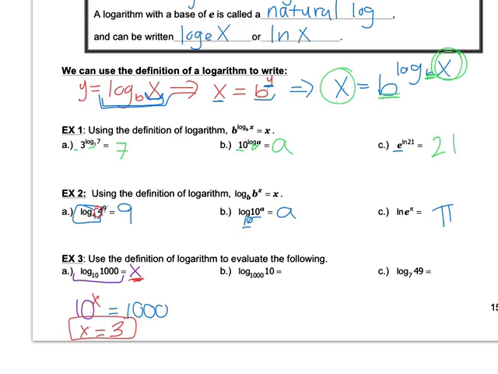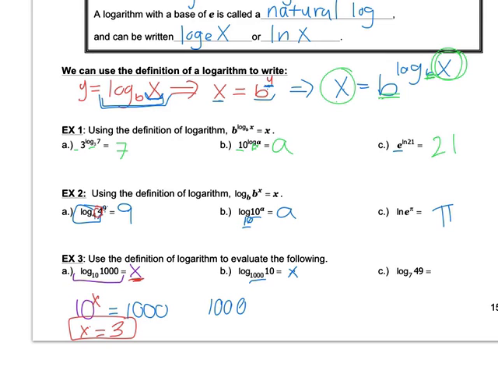Log base 1,000 of 10. So it's just reversing where our 10 and our 1,000 are. So I'm going to put an x there, and then I have everything I need to rewrite that as an exponential equation. My base of the log is going to be the base of my exponent, 1,000.